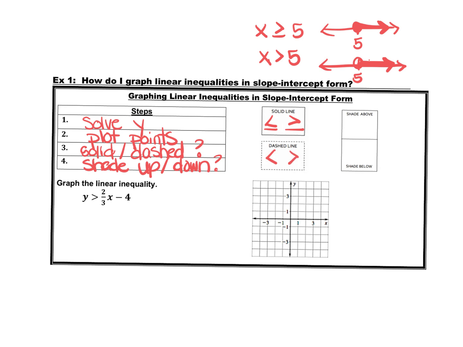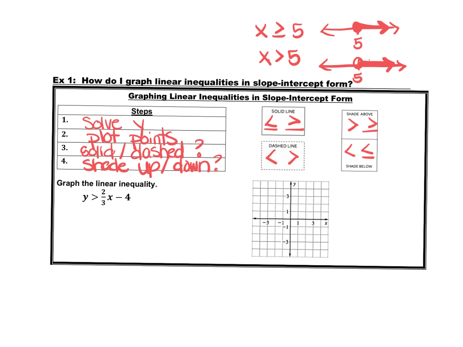Now, for the shading up or the shading down, you have to make sure that you've solved for y for this to work. Y has to be by itself. To shade up, if you had greater than or equal to, you're going to shade up. And to shade below the line would be a less than or equal to.